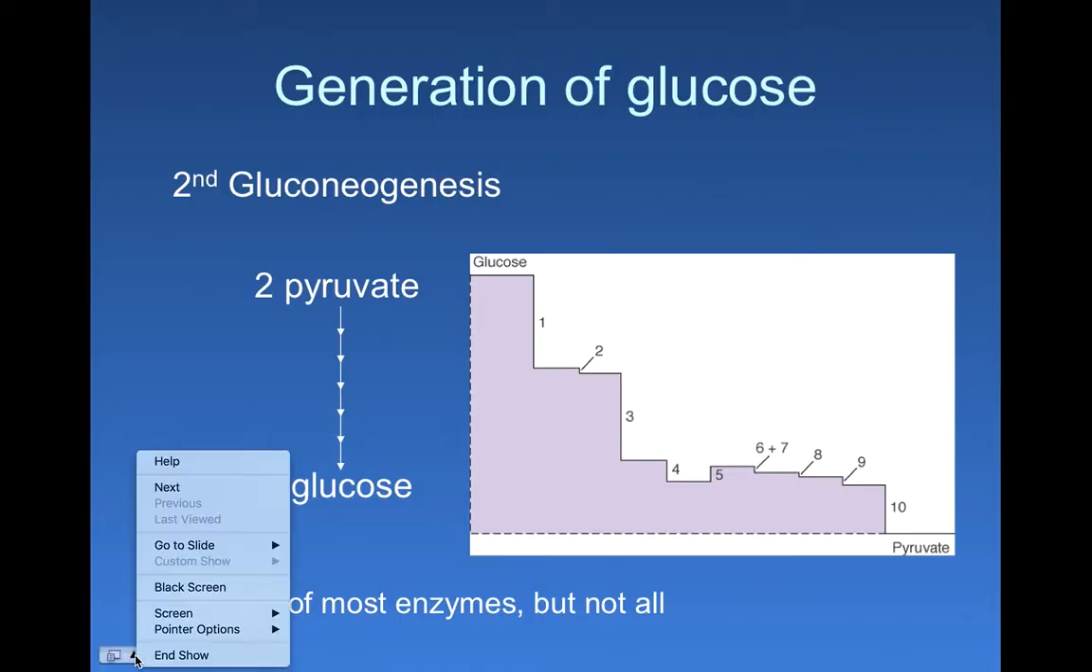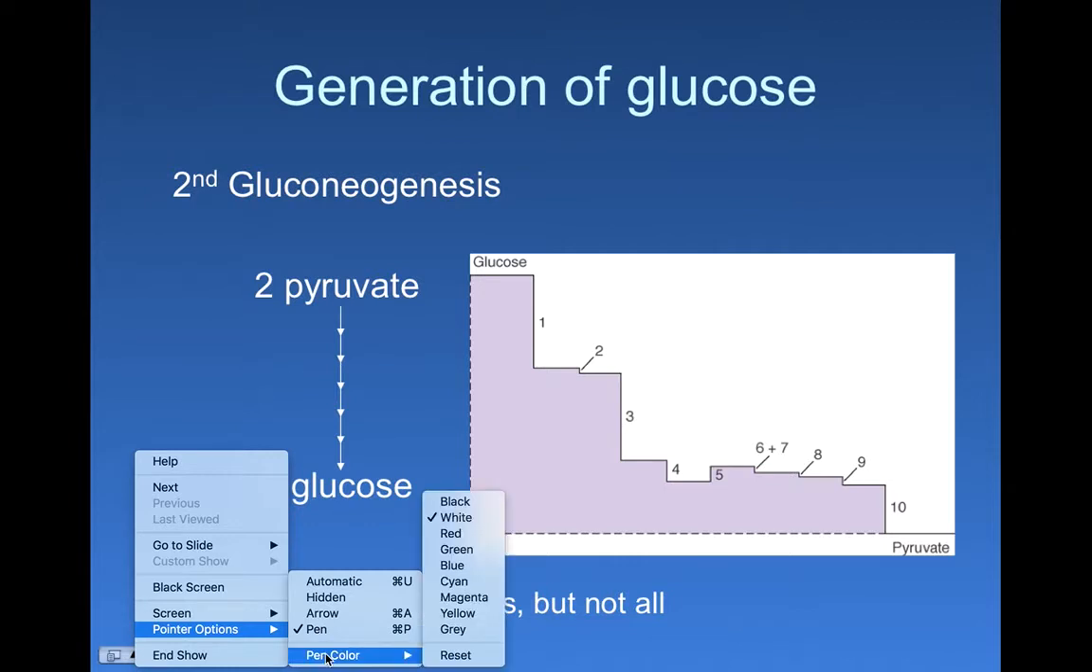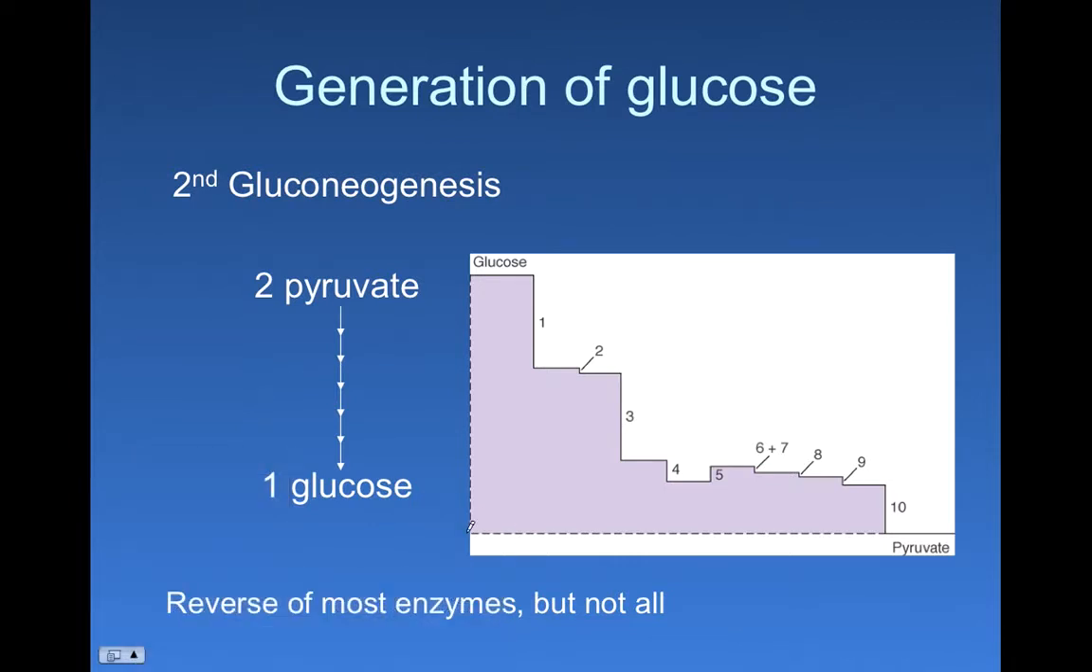Now we're going to talk about the process of generating glucose from pyruvate. So the opposite of what we've been talking about with glycolysis, we're going to talk about a process called gluconeogenesis, which takes two pyruvates and converts them back to a glucose.